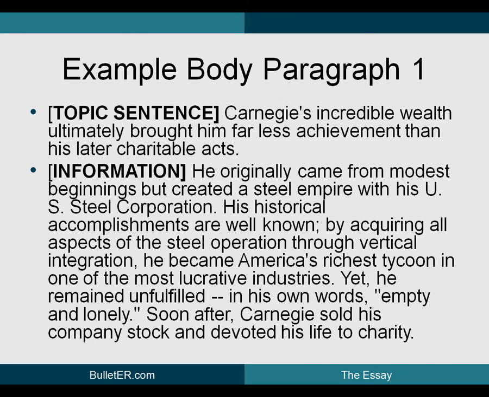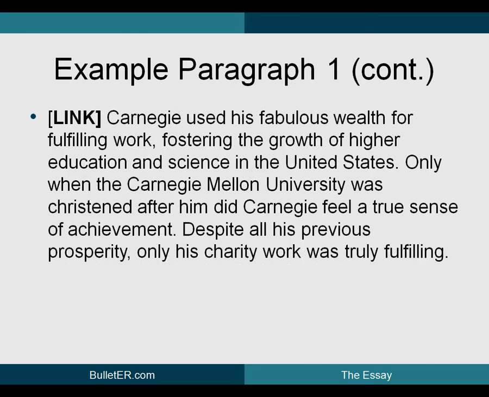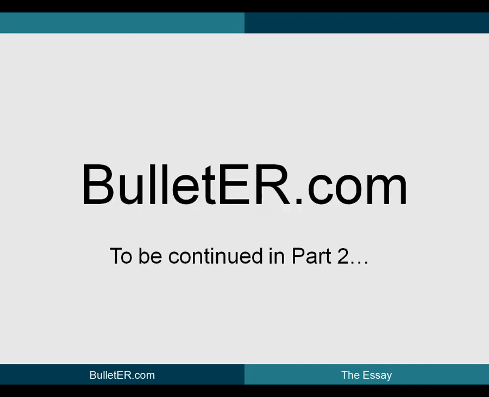This backstory leads up to the main climax where he sells off his company and becomes devoted to charity. Going on, we finish by linking back to the main argument. Remember, our narrower point was that really wealthy people find achievement in fulfilling work. Here we talk about how Carnegie actually used his wealth for growing education and science. Again, we're including another specific detail to help the case, the naming of Carnegie Mellon University. We end by recapping our major point of the paragraph, connecting to this thesis. Despite all of Carnegie's previous prosperity, only his charity work was truly fulfilling.